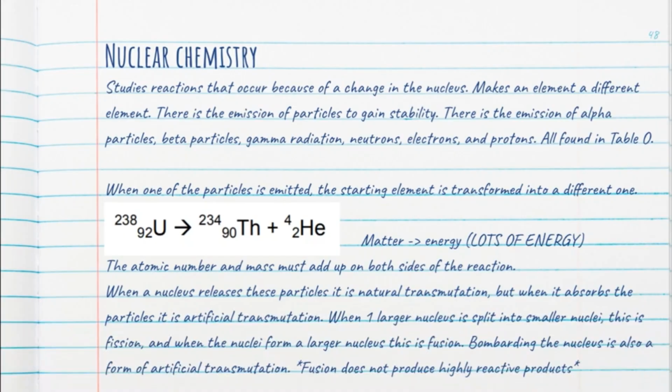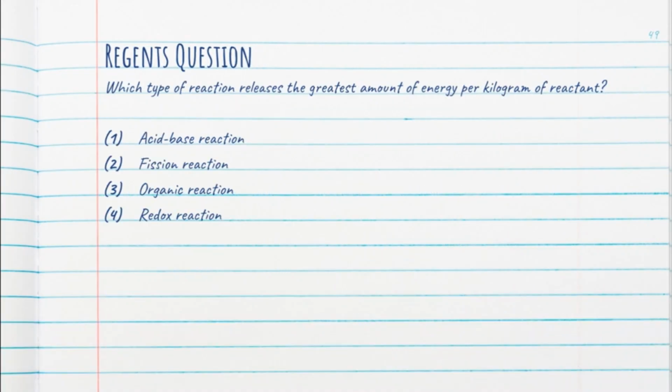Fusion does not produce highly reactive products. That's the difference between fusion and fission. Which type of reaction releases the greatest amount of energy per kilogram of reactant? The type of reactions that release the most energy are nuclear reactions, so it's going to be the only nuclear reaction listed, fission. Answer choice 2.